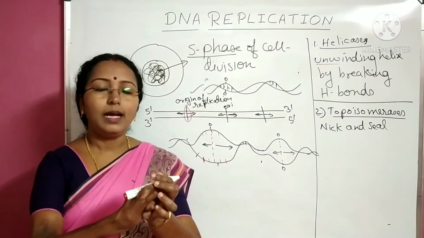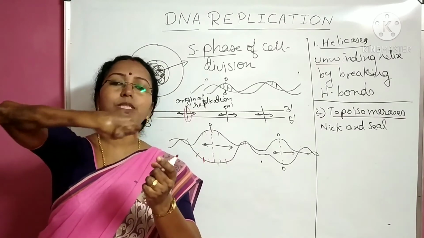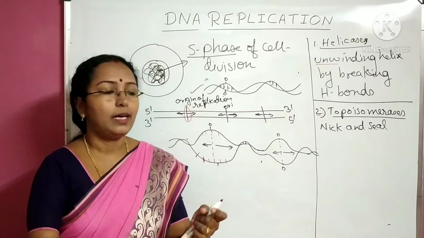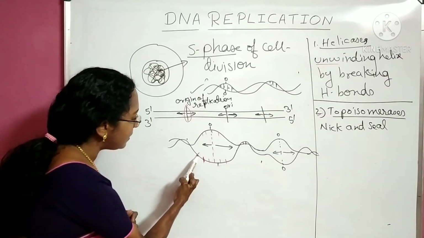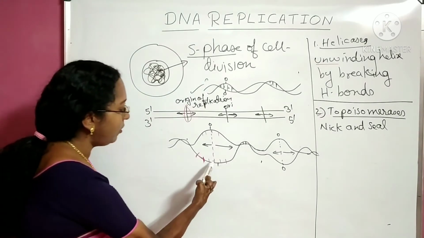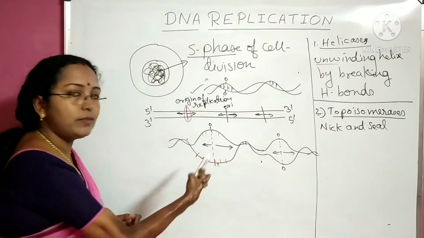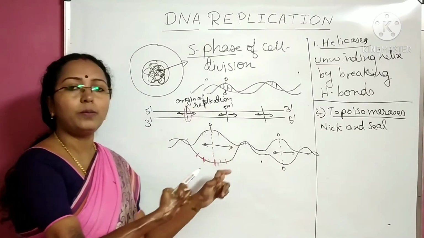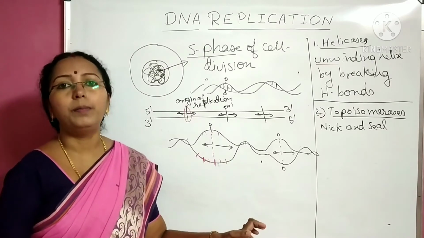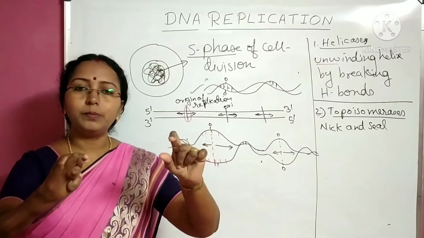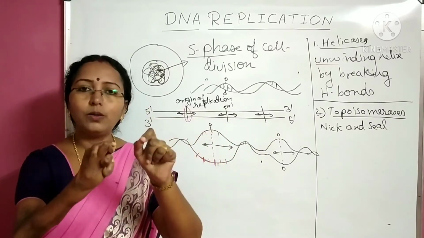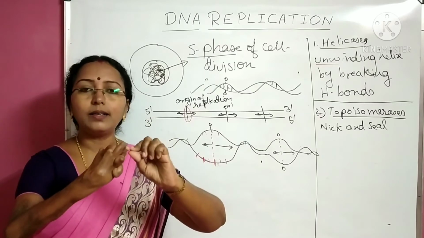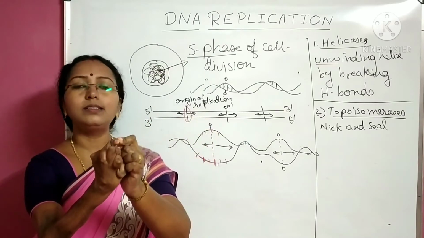It is cut, and then when it is cut, what happens? It twists back to the original position. Tension is relieved. Okay, and then after that it is getting sealed back. So again there will be another cut. Tension is relieved, it will be sealed back. Likewise, it happens in almost all regions of this particular bubble. So in different areas of the bubble, topoisomerase will go and will first cut certain regions, then it is twisted back to relieve the tension, and then it is sealed.